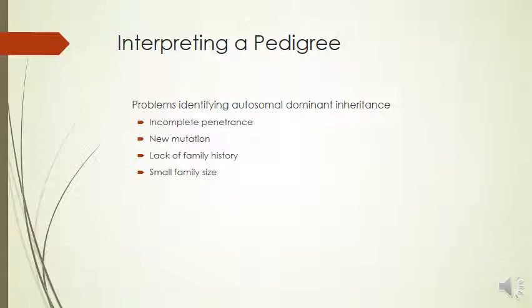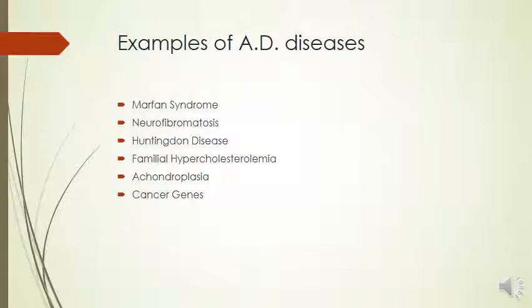To interpret a pedigree when you're looking for autosomal dominant inheritance, there are some problems. Incomplete penetrance of the gene, a new mutation arising, lack of family history, there may be an adoption, there may be a small family, people may have died quite young, and also the fact that today we have smaller family sizes. Some examples of autosomal dominant diseases are Marfan syndrome, neurofibromatosis, Huntington disease, familial hypercholesterolemia, achondroplasia, and some of the cancer genes, such as BRCA1 and BRCA2.